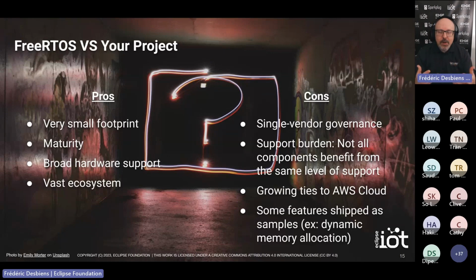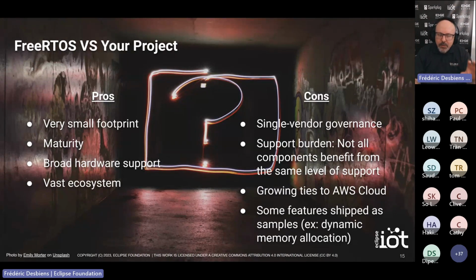So FreeRTOS: a very, very small footprint, mature, broad hardware support, a vast ecosystem, but once again, single vendor governance. So this is about AWS making the decisions at the top. You have this support burden. Not every component that you will use will have the same support lifecycle. Growing ties to the AWS cloud, that's not something that I like.